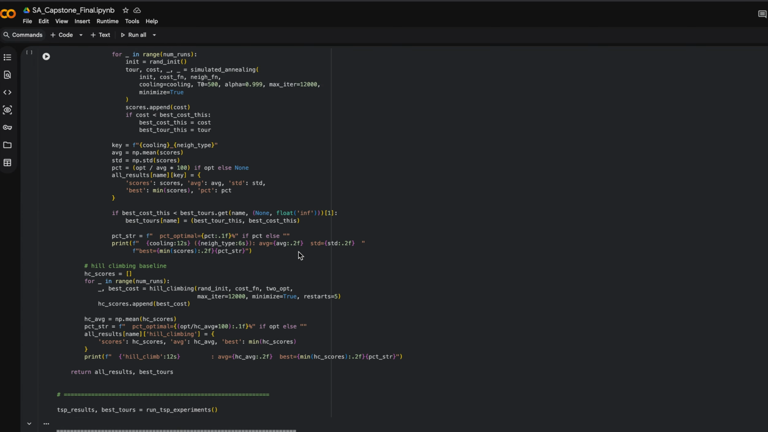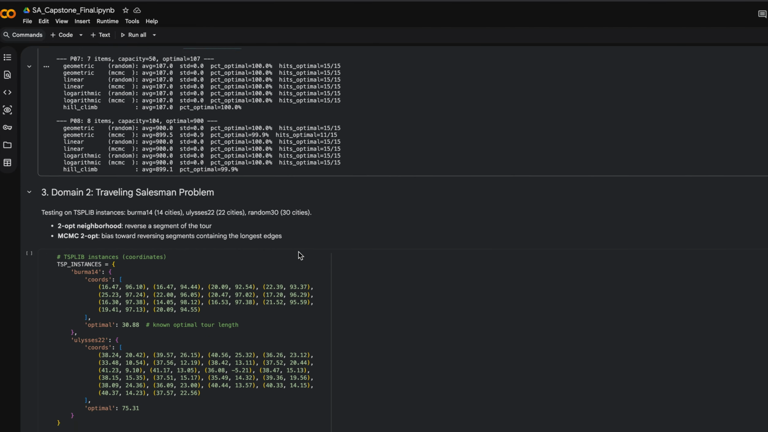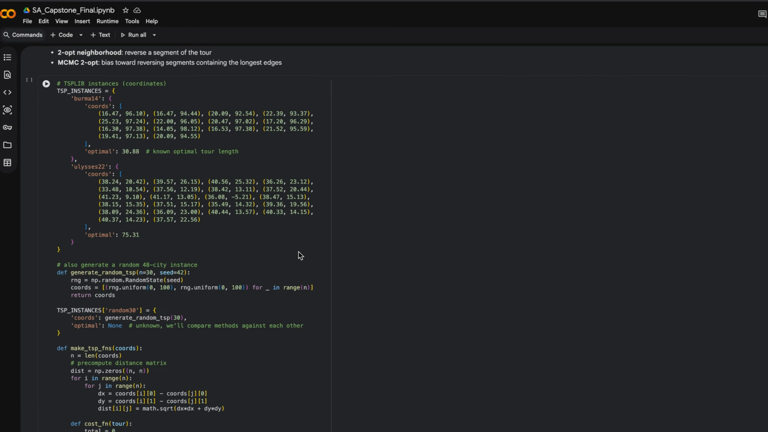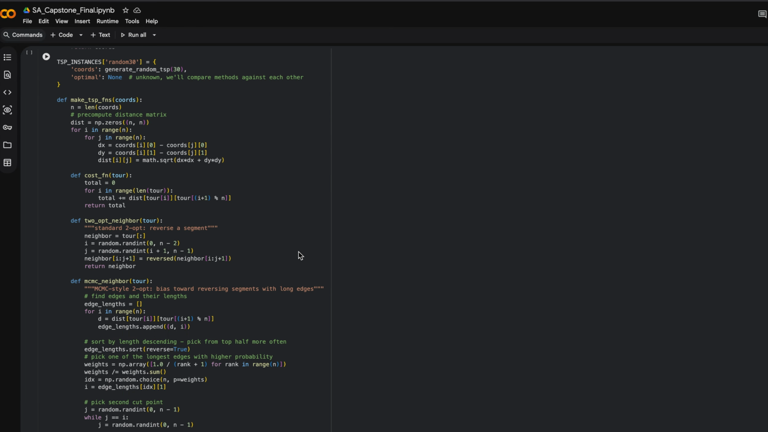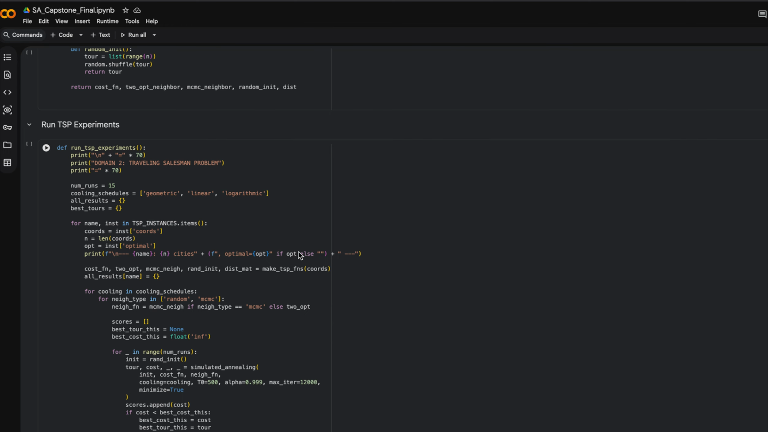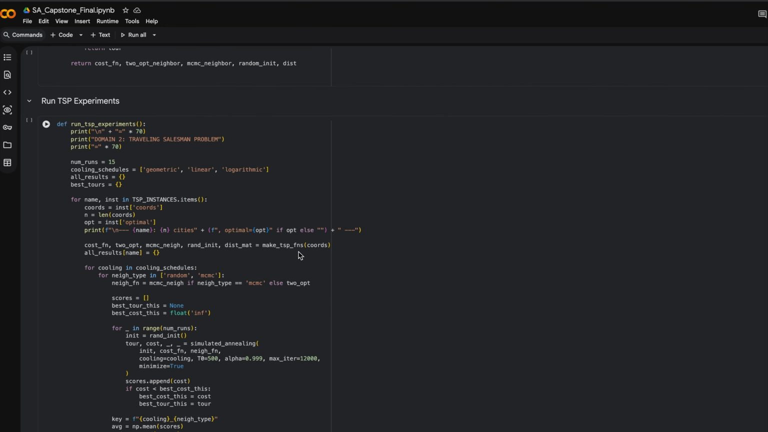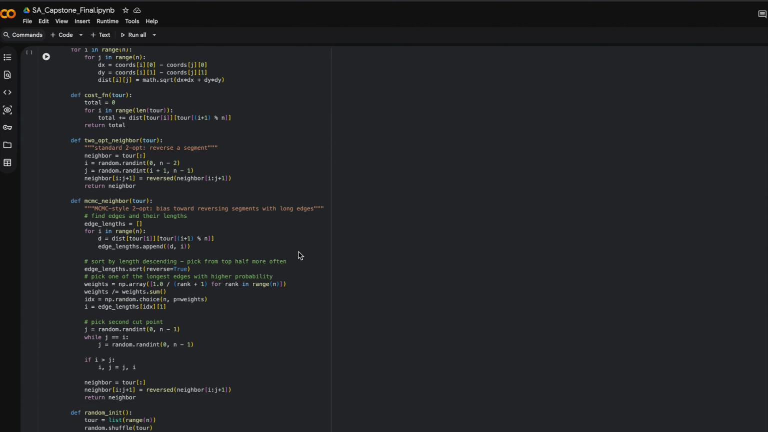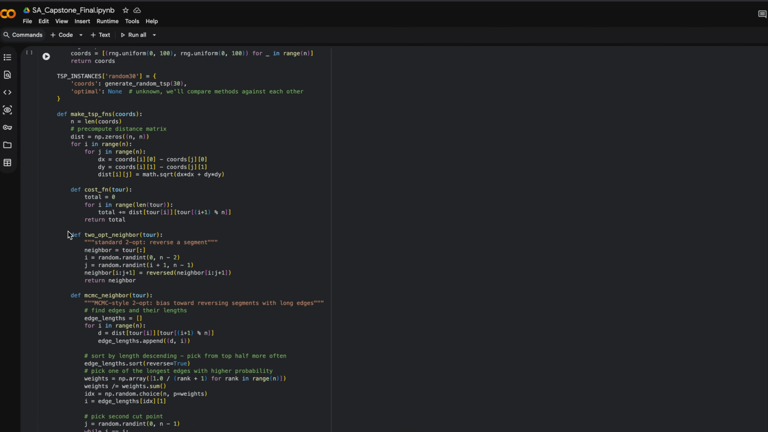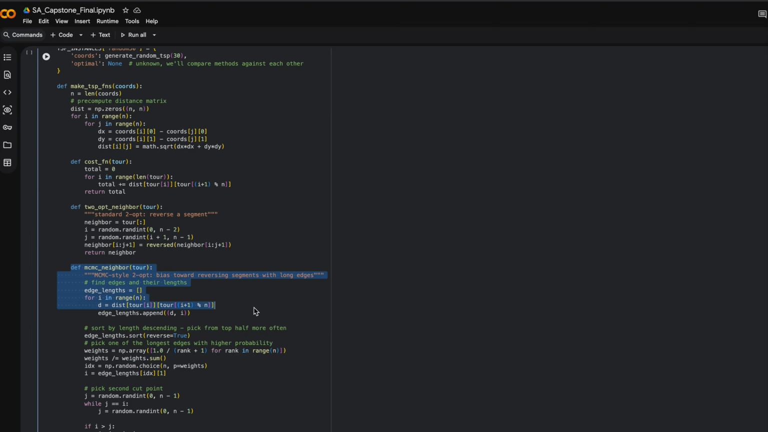TSP is here. So over here you see the 2-opt is the standard TSP move. We pick two positions, reverse the segment between them, remove two edges, and reconnect differently, which can uncross crossings. Now we can just go to the MCMC neighbor.